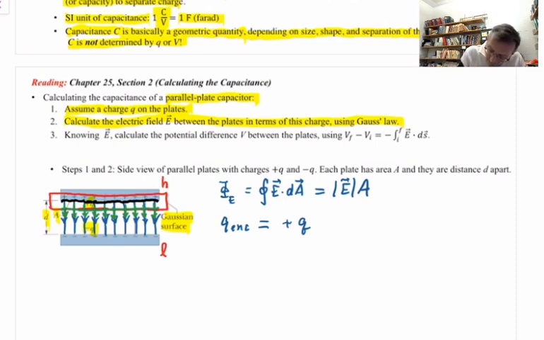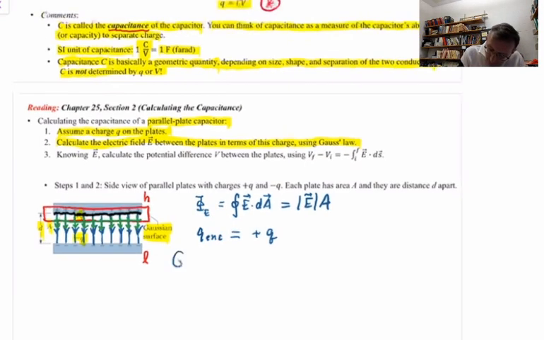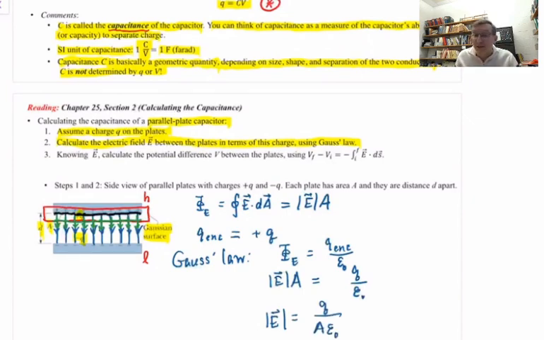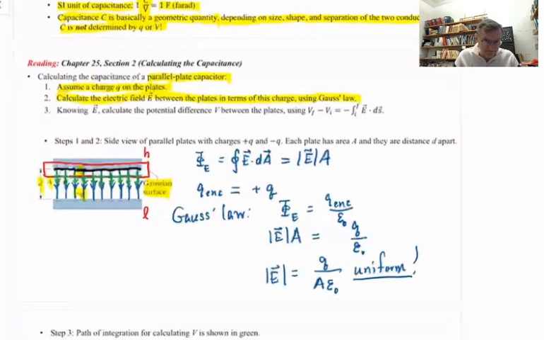Now use Gauss's law. Electric flux equals Q enclosed over epsilon 0. Magnitude E times the area equals plus Q over epsilon 0. Solve for E: Q over A epsilon 0. And it's uniform in the region between the plates. That's really handy. That's one of the reasons the parallel plate capacitor is our favorite one for teaching.